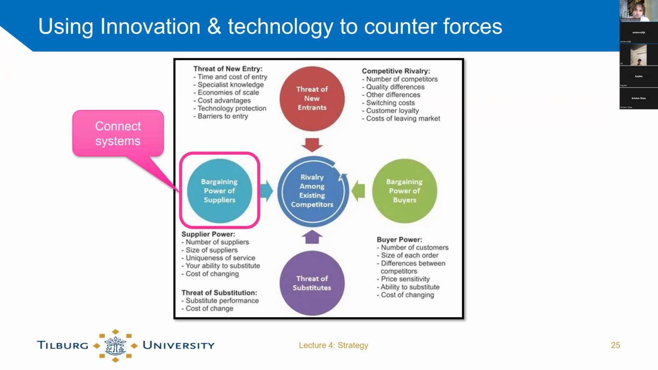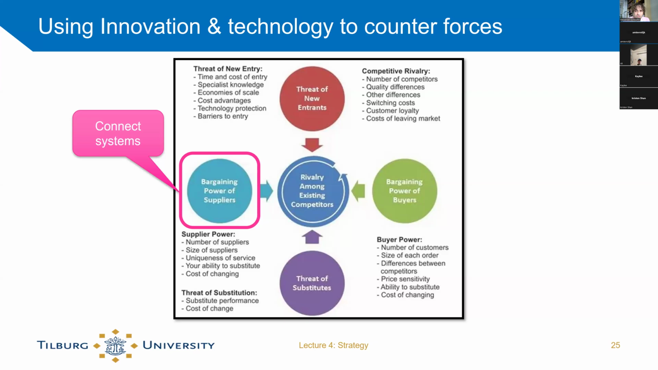Well, to say something shortly about technology and innovation and these 5 forces, similar to the example I gave from Walmart, you can use information technology strategically to counter these forces. So basically what I said about Walmart: they force their suppliers to use their logistical systems, and they have the power to do that. They have a lot of power over their suppliers, so they force their suppliers to connect their information systems to them.